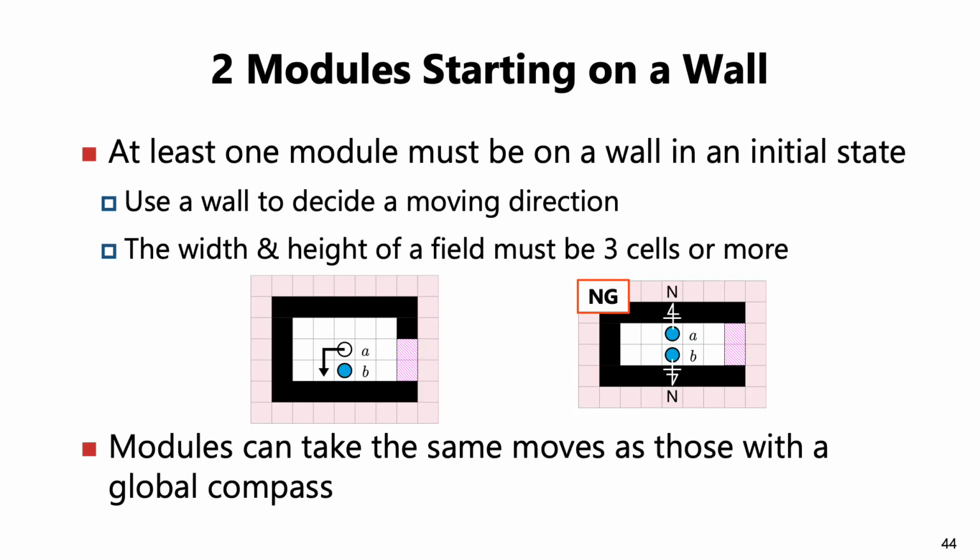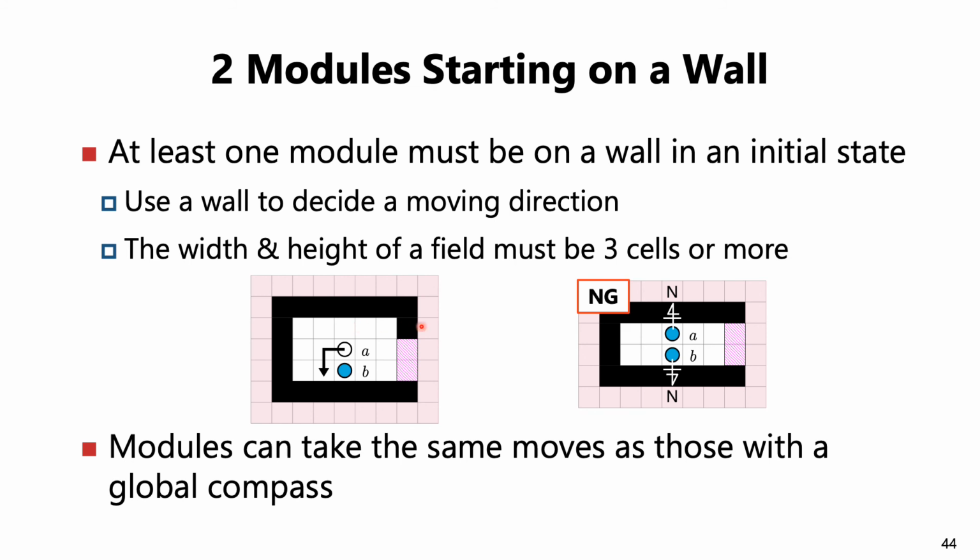This is the second solution, which restricts possible initial positions of an MRS. More precisely, for this approach, at least one module must be on a wall in an initial state like this. And it uses the wall to decide a moving direction. So in this example, module B, which is on the wall, becomes a backbone, and module A rotates around module B to move along the wall. This movement is possible even if modules don't have a global compass.